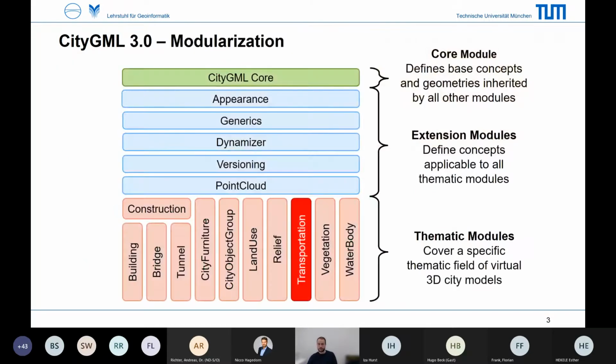A brief overview of CityGML. It uses a modular approach. So there's a core module of CityGML, which defines all the basic concepts. Then there are extension modules defining specific additional concepts for all the thematic modules, such as appearance, how to handle texture, and so on. And then there are several thematic modules covering specific thematic fields of a 3D city model, such as buildings. There's an own module for how to model buildings, for example, as well as vegetation, city furniture, and so on. And especially what I want to focus on today, the transportation module, which defines elaborate concepts on how to model transportation infrastructure within 3D city models.